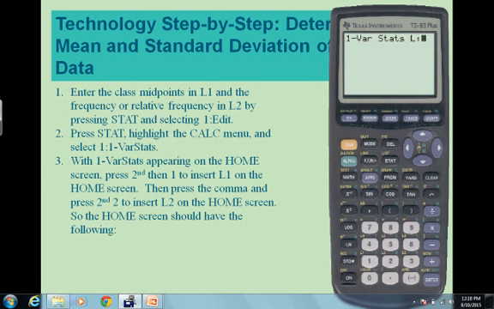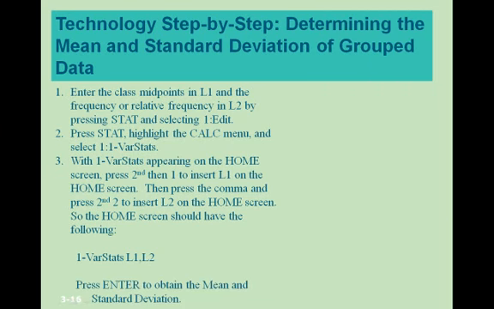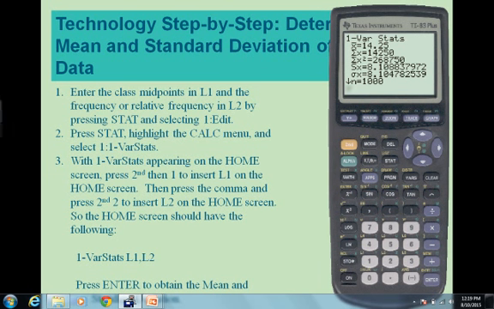Then we press the comma, which is right above the number 7, and then we press Second and the number 2, which gives us an L2 on the home screen. So the home screen should have the following: one variable stats, list 1, comma, list 2. We press Enter to obtain the mean and the standard deviation. And notice at the top, x bar was the mean we found in the first example, 14.25, and our Sx is our sample standard deviation for our grouped data, which was 8.1 approximately.